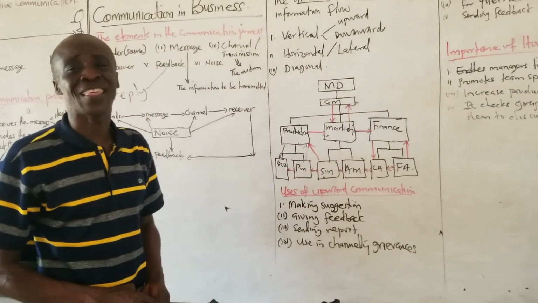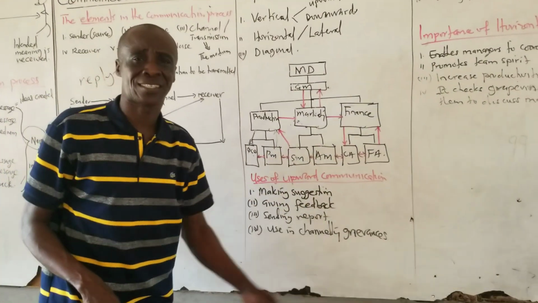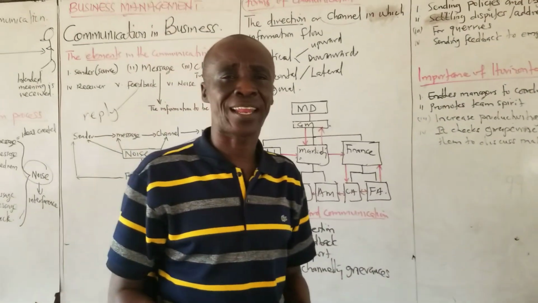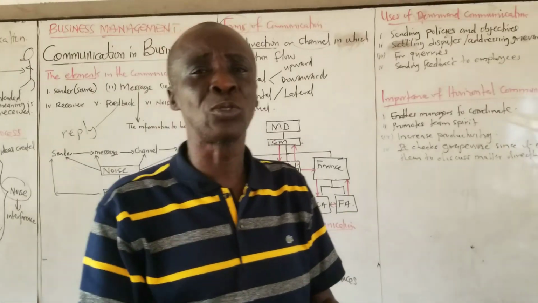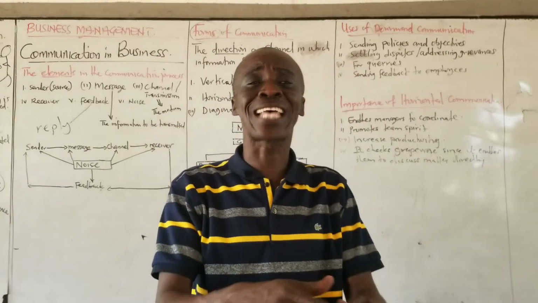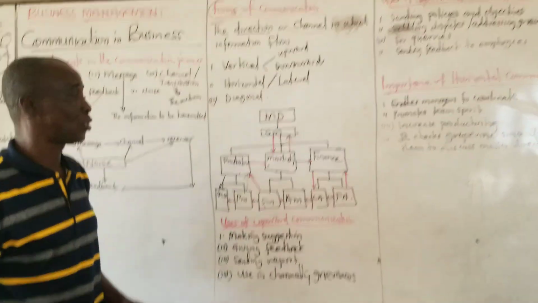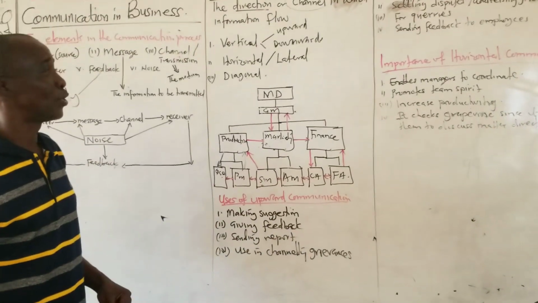If you have anything that worries you, that is your grievances. You want them to increase your salaries. You want them to reduce the number of working hours. These are your grievances, so you channel them through upward communication. So that is for upward communication.